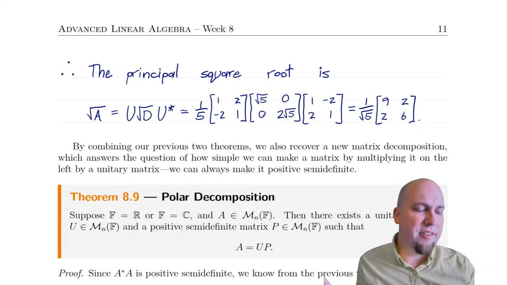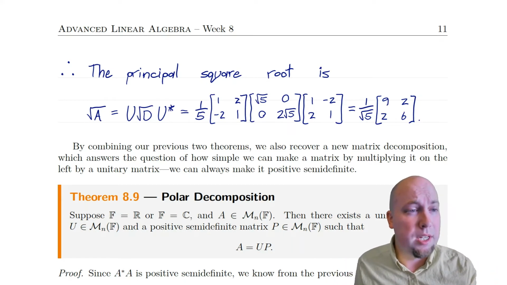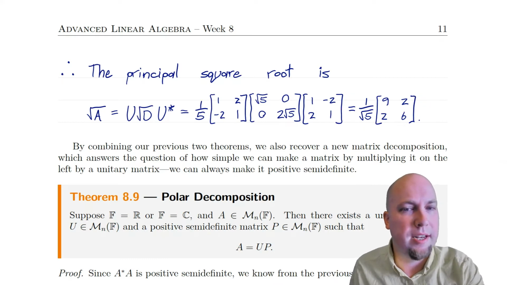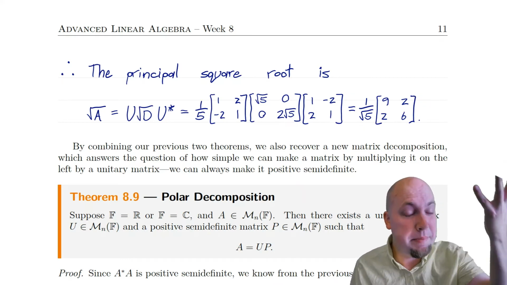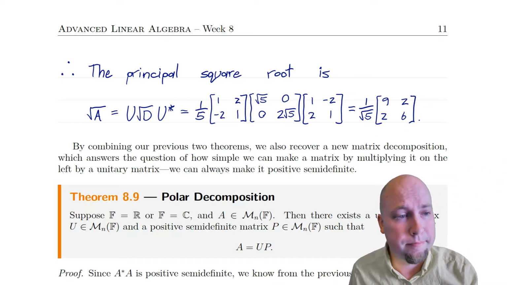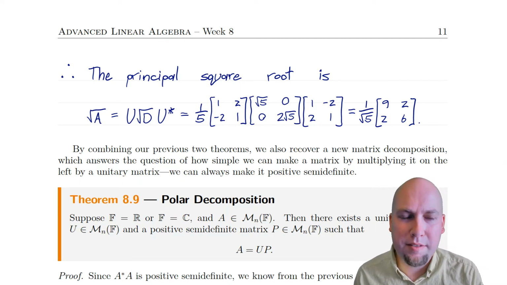That's our final answer, but if it makes you more comfortable, it's straightforward at this point to double check that yes, this matrix really is positive semi-definite, and if you square it, you get the matrix A that we started with. So that's the principal square root of a positive semi-definite matrix.